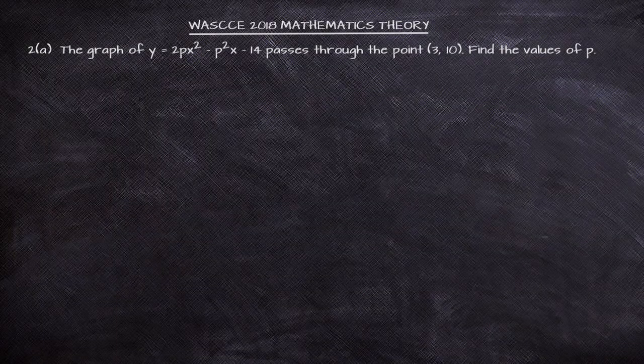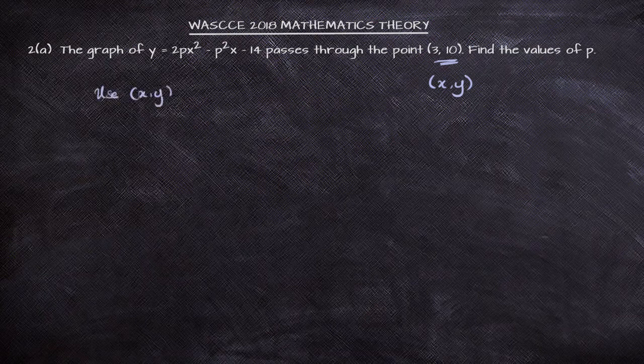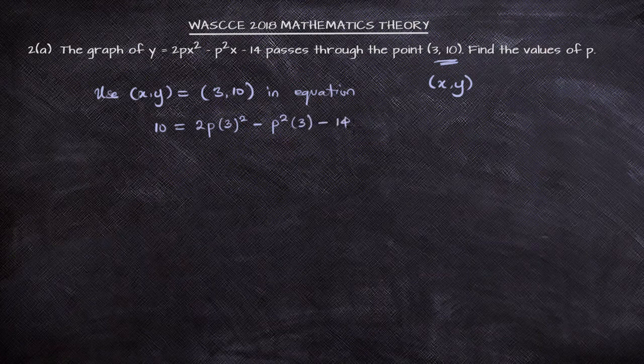Now, question number 2 here, we are told that the graph of y = 2px² - p²x - 14 passes through the point (3, 10). What we need to note is that (3, 10) represents (x, y). And here, if we are to find the values of p, what we need to do is to substitute the values of x and y, which are 3 and 10, in the original equation, and then we can solve for p. So, from our equation, y is now 10, we have 2p, x is 3 squared, minus p squared, x is 3, minus 14.